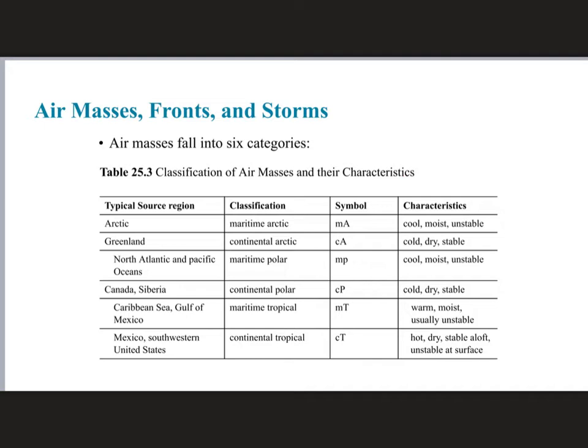And so you can talk about the maritime polar classification, which comes from the North Atlantic and the Pacific Oceans. It has characteristics of being cool, moist, unstable. I'm not going to go through and read everything in this table because you guys can all read, but just know that there are these different regions and they lead to different air masses.